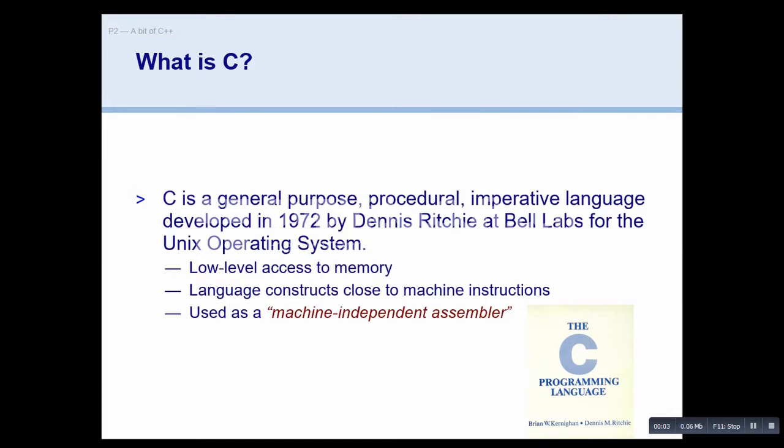Here we start with C. C is a general purpose, procedural, imperative programming language. It was developed in 1972 by Dennis Ritchie at Bell Labs for the Unix operating system. It is a very low level language, widely used to build operating systems, and very close to the hardware as well.